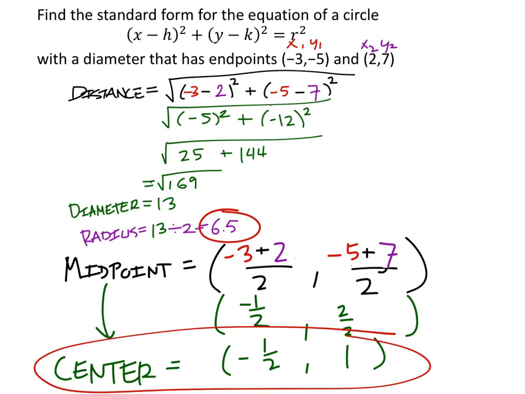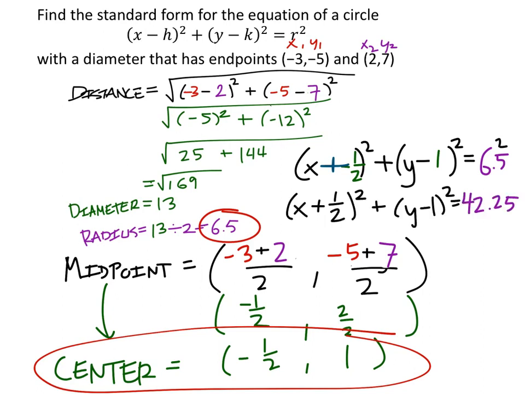Now let's put this in the standard form for the equation. So let's go ahead and fill those in. And we got that minus negative stuff in the parentheses there, we'll make that plus. And then 6.5 squared is 42.25. And it looks like that's going to be our actual final answer right there.